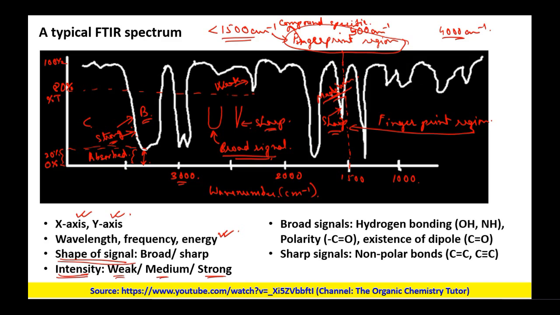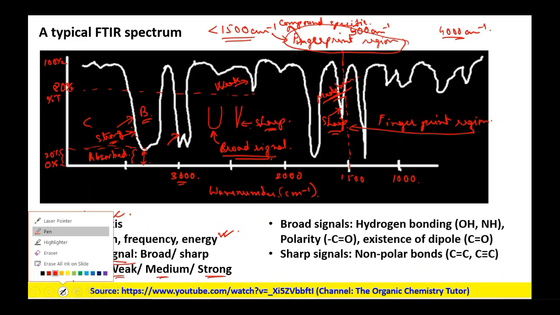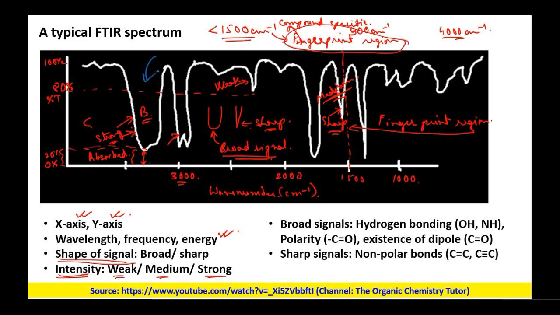So in this way, you have to find out. Here also, if you see, it is a strong signal. So overall, if we consider this peak, it is a broad strong signal. So when you say it is a broad strong signal, that means it has a shape which is broad in nature and the intensity of this signal is very high.